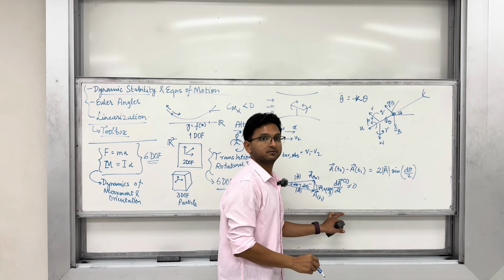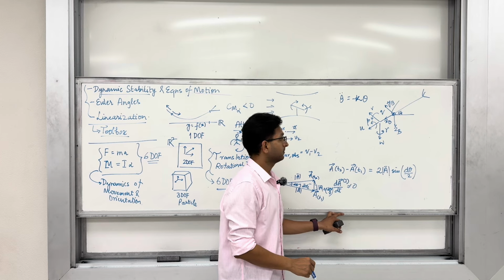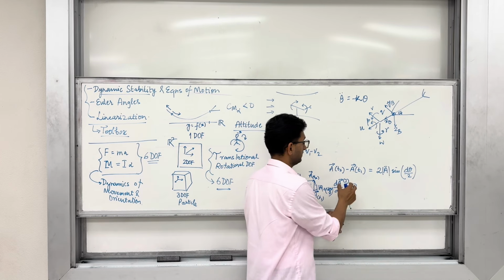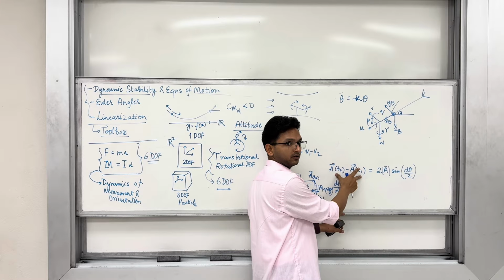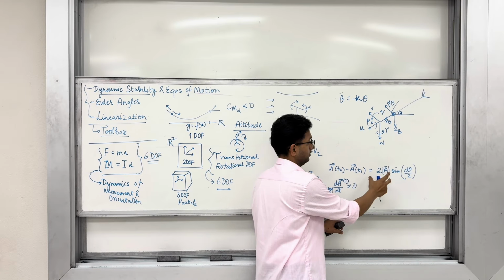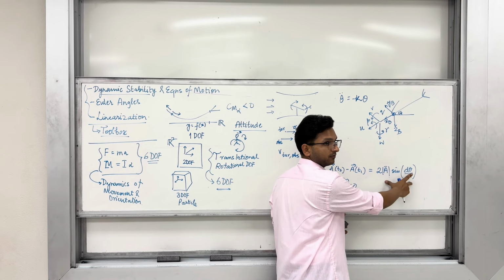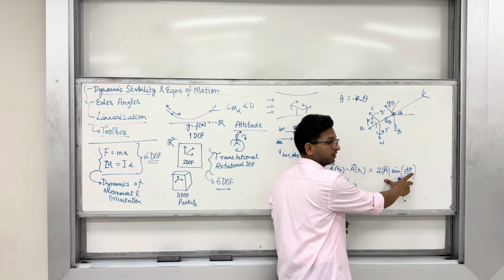Are we done? The left side of the equation is what? A vector. Is this a vector yet? So, this is the scalar part, we have only found out the magnitude.